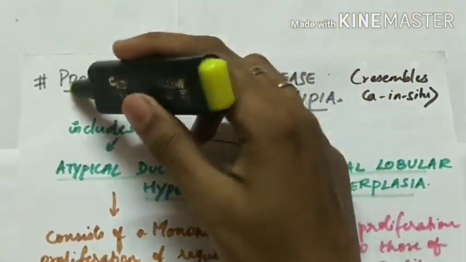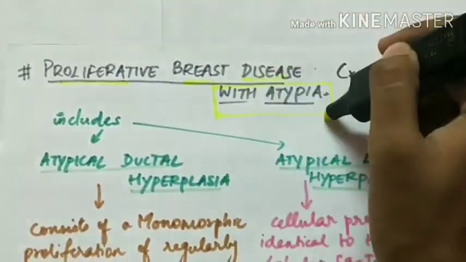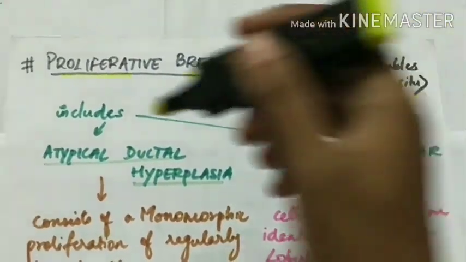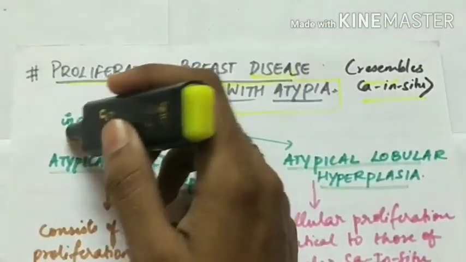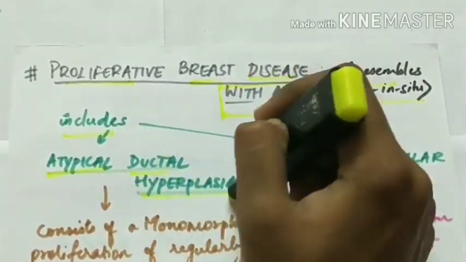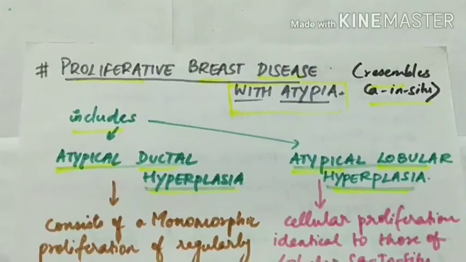Next, coming to the proliferative breast diseases with atypia. It resembles carcinoma in situ. This proliferative breast disease with atypia includes two main diseases. One is atypical ductal hyperplasia and the next is atypical lobular hyperplasia.